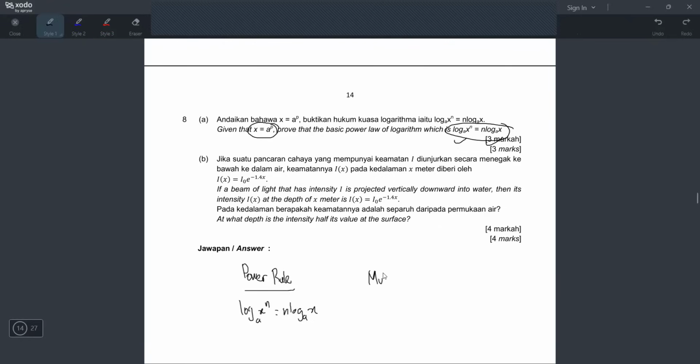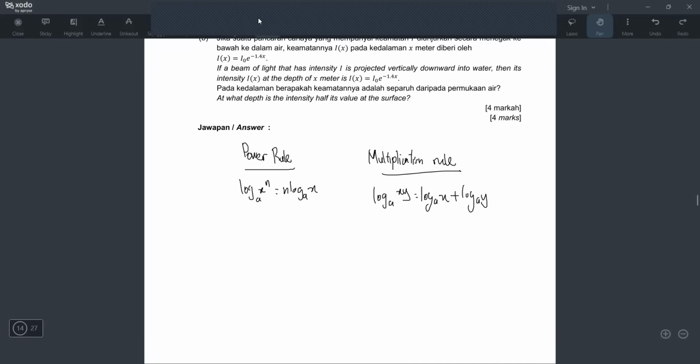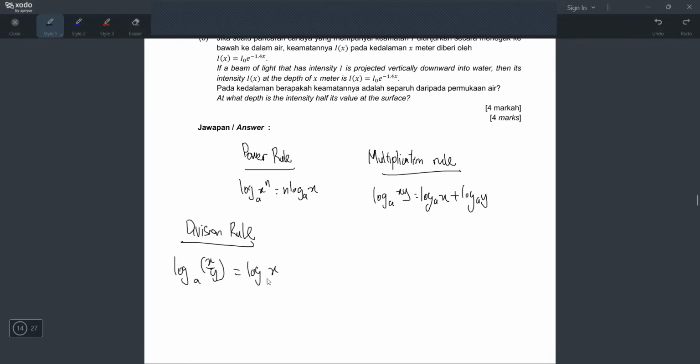Another one they might ask is the multiplication rule. The multiplication rule is log xy base a equals log x base a plus log y base a. And another one is the division rule. This one you saw in my Pahang paper just now. Later I will show you how to prove the division rule. It will be log x over y base a equals log x base a minus log y base a.